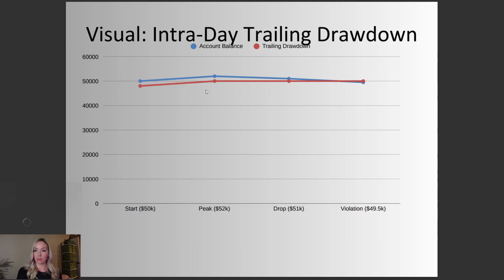Okay, so here is a little bit of a graph for the intraday trailing drawdown and how this works. If we look at the starting point right here, we can see that the trailing drawdown is following us all the way. Our account balance is blue. The trailing drawdown is red. You can see that we start at 50K, everything's aligned. At the peak, we're at the 52,000 mark. And then there is a drop in price to 51 and then down to 49. So our profit margin goes down and our trailing drawdown goes up. So potentially we lose the account, right?